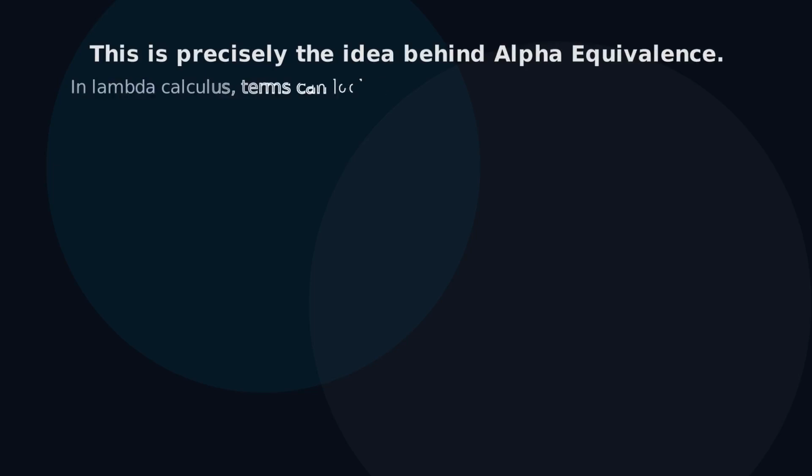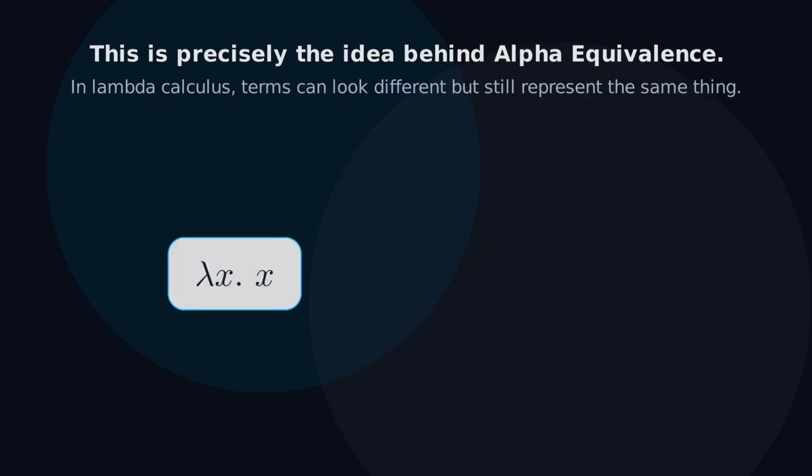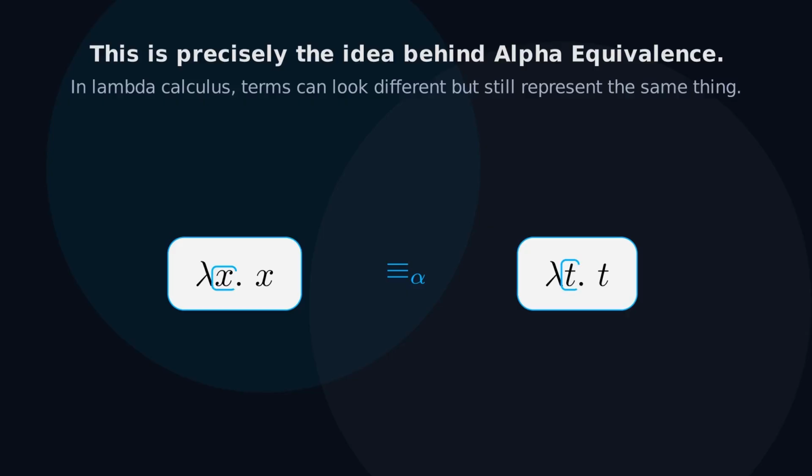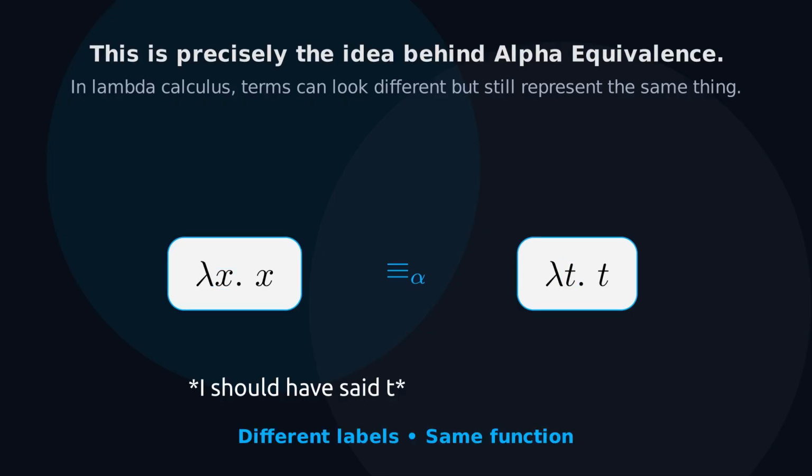In lambda calculus, terms can look different but still represent the same thing, i.e. the same semantics, the same behavior. Imagine we have the following lambda term, lambda x dot x, which maps x to x. Now we can replace the bound variable x with another variable, such as y, and we can write it as lambda y dot y. So lambda x dot x is alpha equivalent to lambda y dot y.